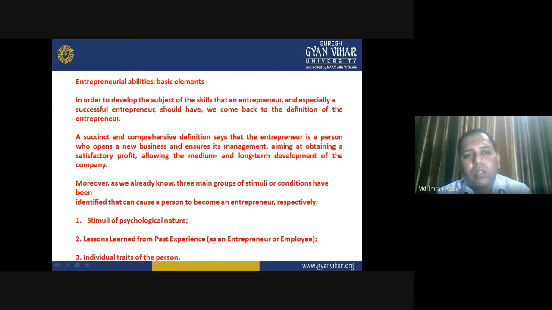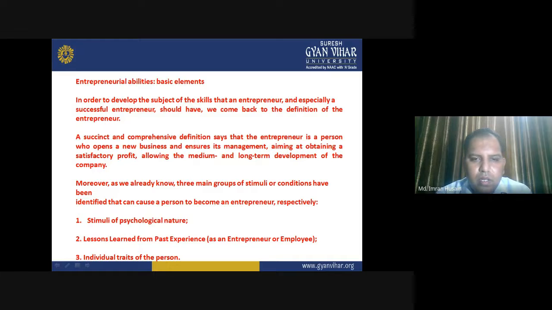So, entrepreneurial abilities, basic elements. In order to develop the subject of skills that an entrepreneur, and especially a successful entrepreneur, should have, we come back to the definition of the entrepreneur. A succinct and competitive definition says that the entrepreneur is a person who opens a new business and ensures its management, aiming at obtaining a satisfactory profit, allowing the medium and long-term development of the company.